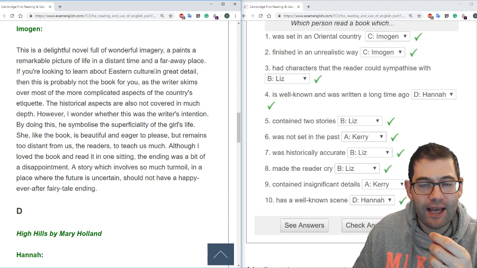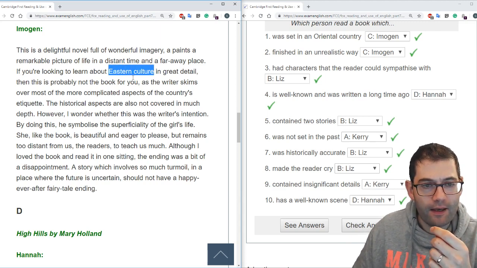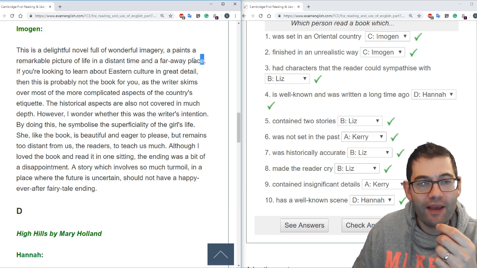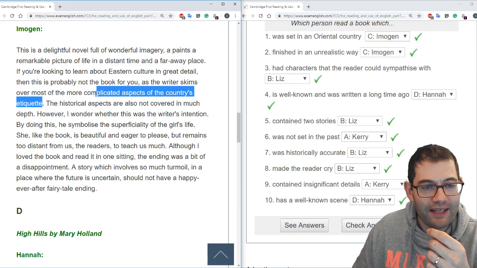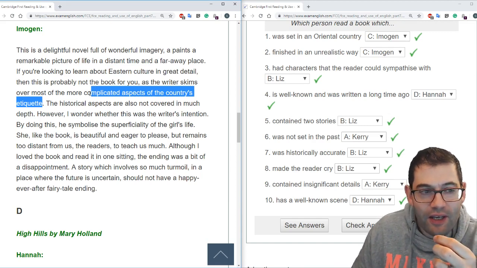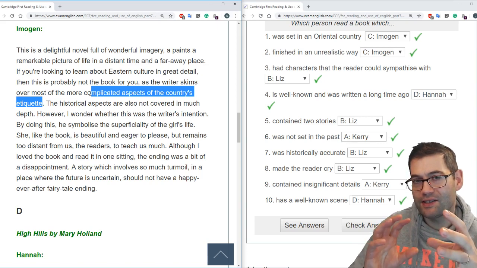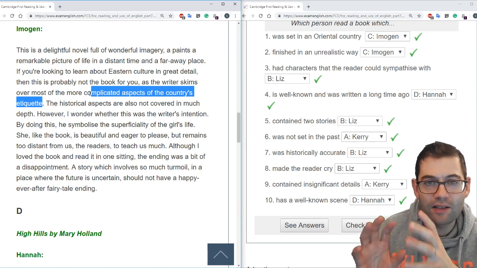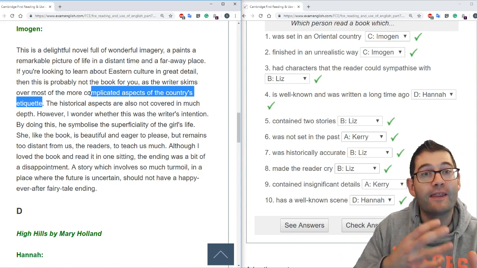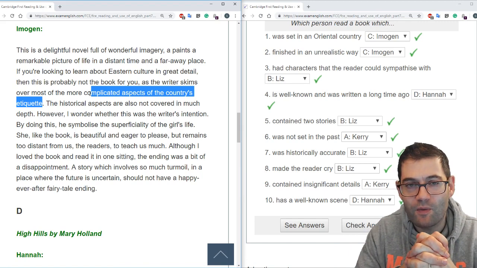And we can see those vocabulary links here. Eastern culture, a faraway place. We've got here more complicated aspects of the country's history, etiquette, sorry. So this all rather suggests that this is not Western world, but rather what we would consider to be Eastern or Oriental world. And these provide the vocabulary links to give us the answer to question number 1.